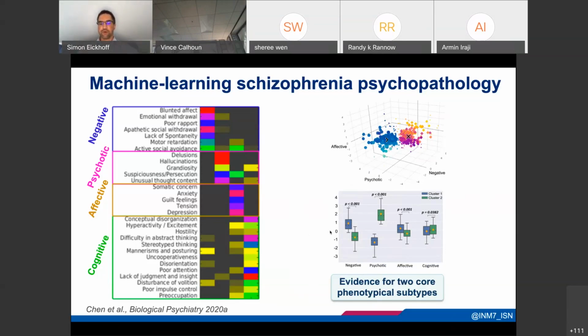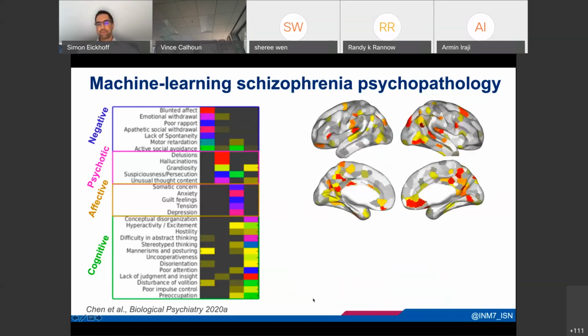Now, are these subgroups also different in neurobiology? We investigated this by using the Schäfer atlas for data compression, but then not inputting the whole connectome, but actually rows of the connectome. Now, what is a row of the connectome? A row of the connectome basically is the connectivity pattern of one brain area with all the other areas in the brain. And then we fitted and evaluated a classification model, positive versus negative subtype, for each of the brain areas.